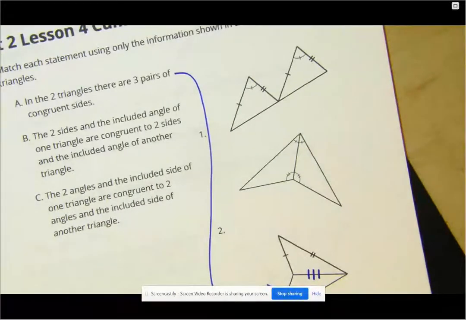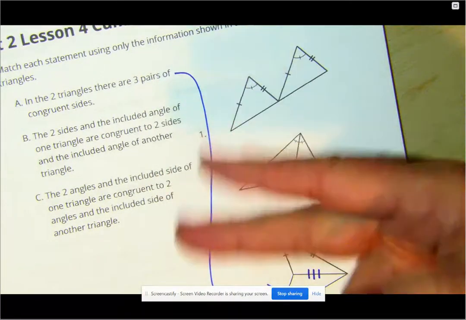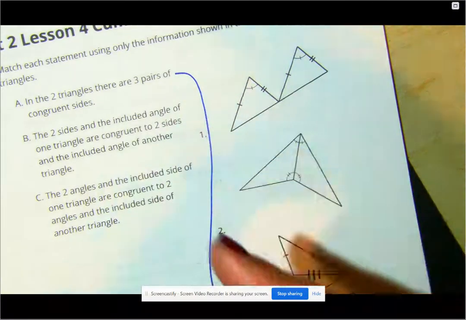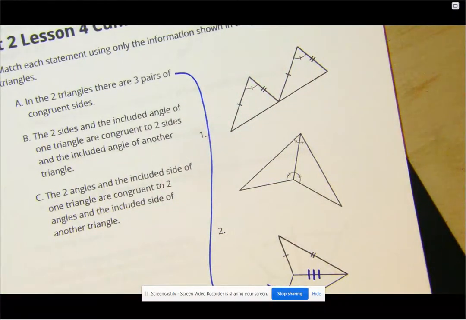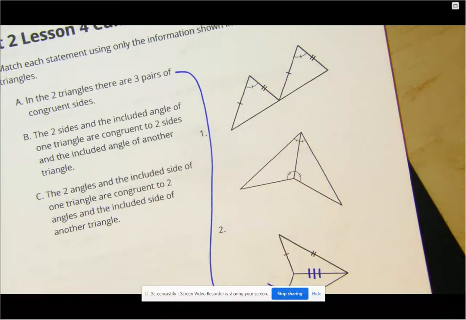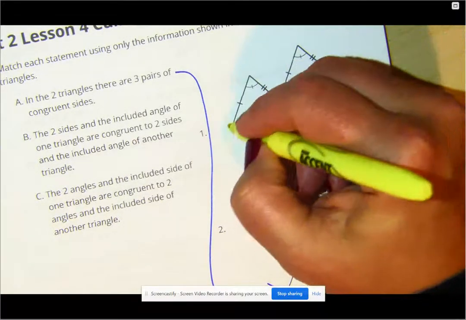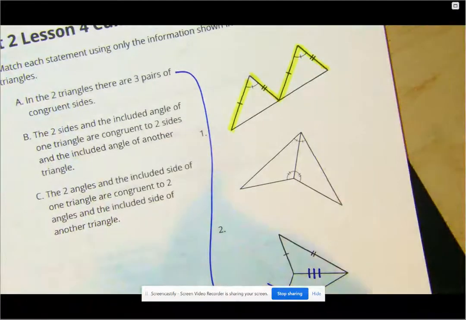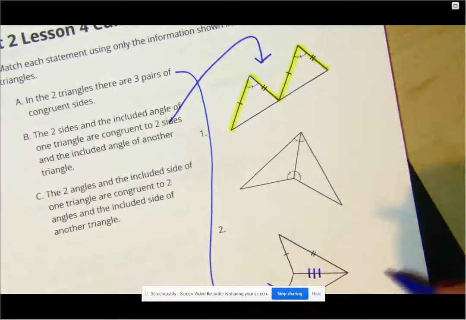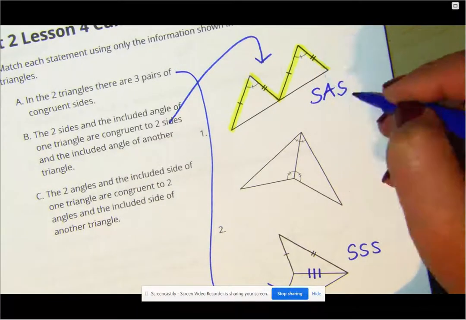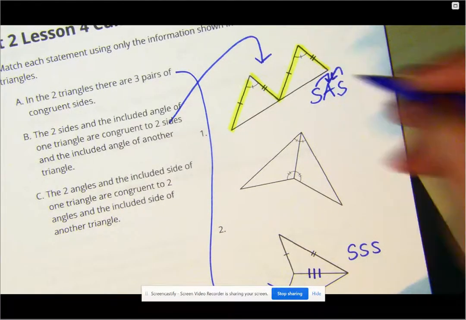It says the 2 sides and the included angle. I like to think of it like a crocodile. You got your 2 sides, and the angle has to be in between, captured by those. Well, the only one between these 2 that even has 2 sides is these 2. And hopefully you can see, I'm going to use a highlighter. See how that's the 2 sides and then the angle in the middle? That's this one, right? And this shortcut's called SSS. This shortcut is called SAS. See how the angle is in the middle of the 2 sides?